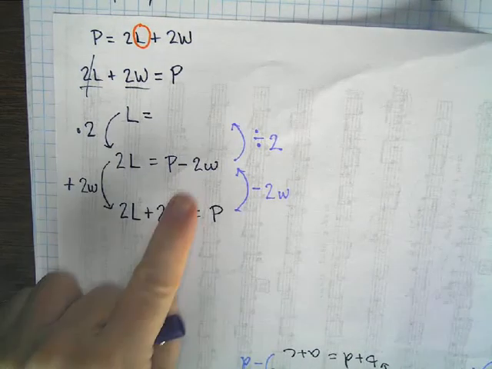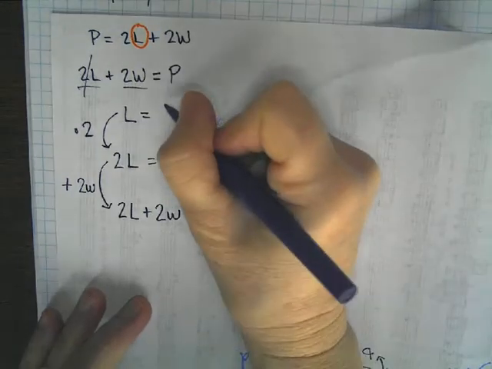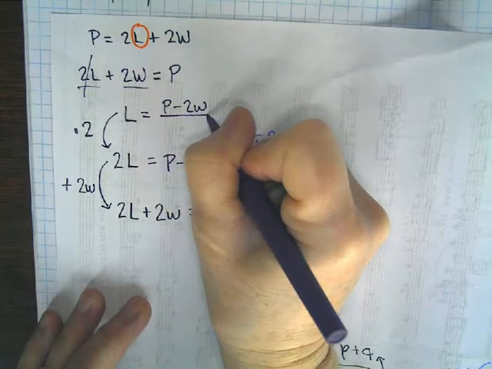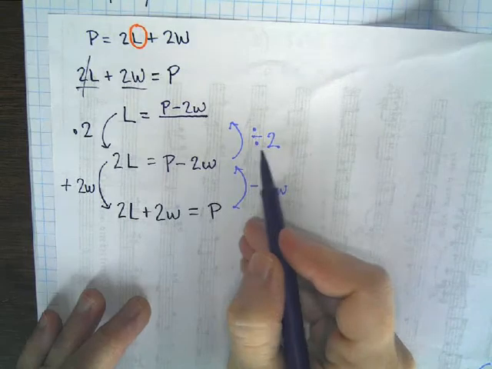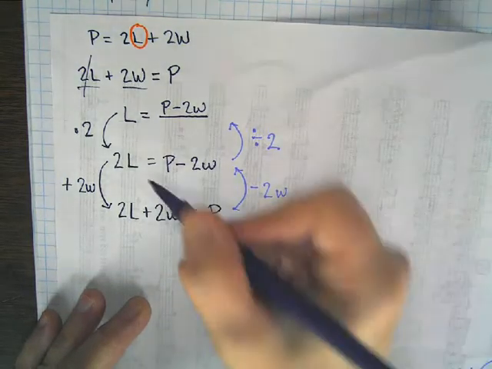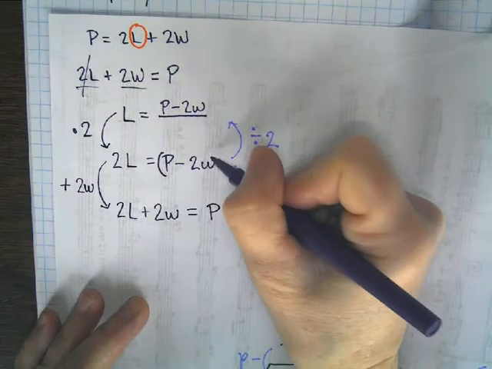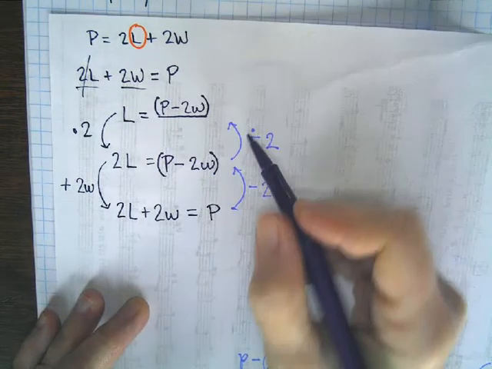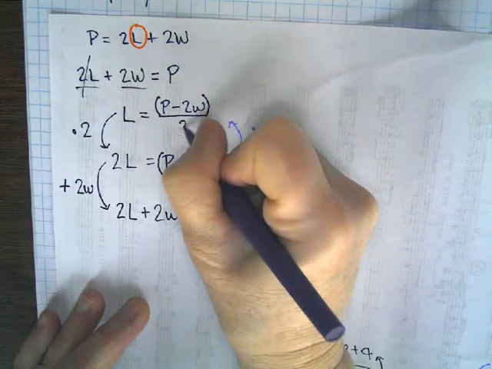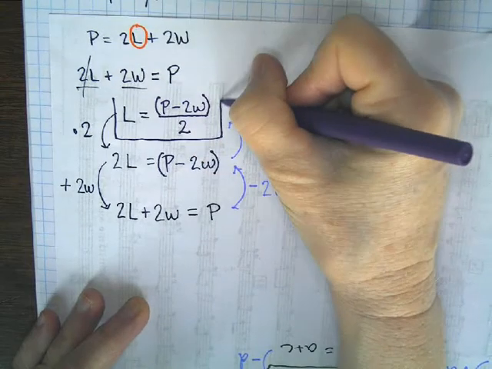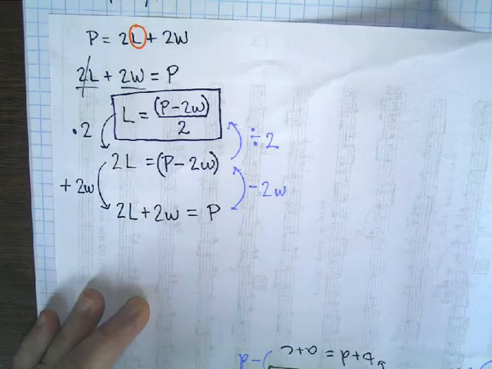So all of this, the whole thing, all of this is being divided by 2. On MathSpace, when you're doing problems like this, it can help to put this in parentheses. All of that is being divided by 2. And there's my final answer. That's it. Nothing else I can do with that.